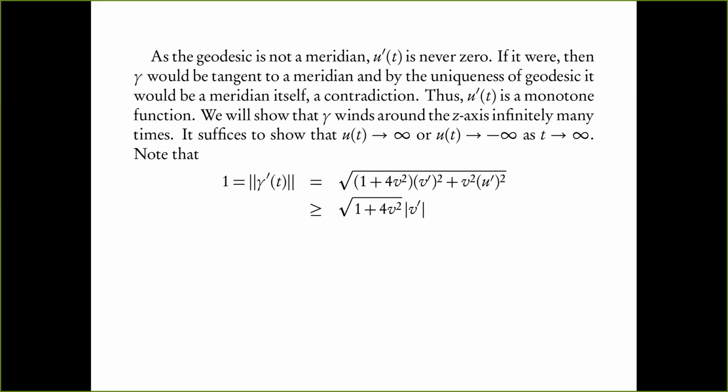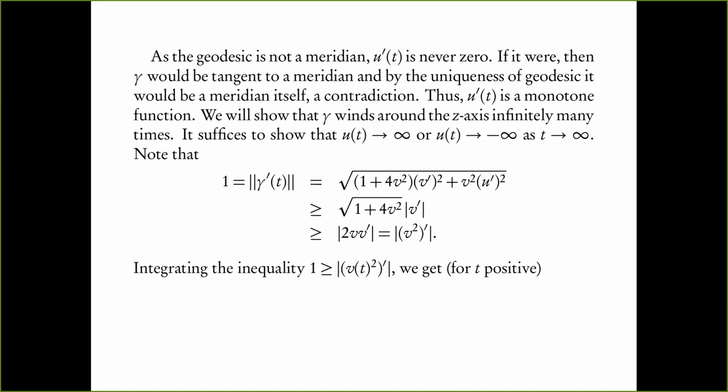You can remove v square u prime square, that's a positive term, and you still have bigger than or equal to the square root of 1 plus 4v square v prime. That is bigger than this. That is just the AM-GM inequality, which is bigger than v square prime, right? Okay. So at this point, you can integrate this inequality.